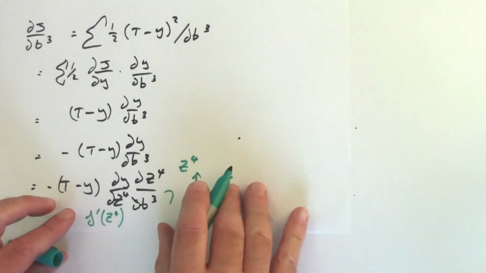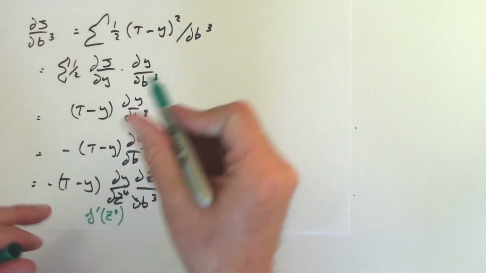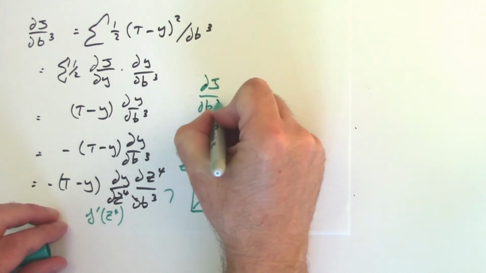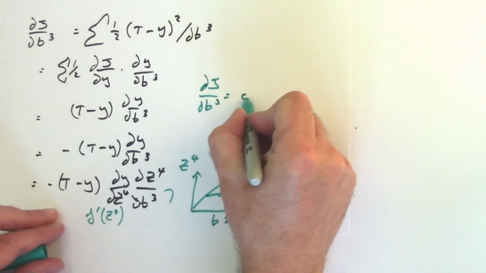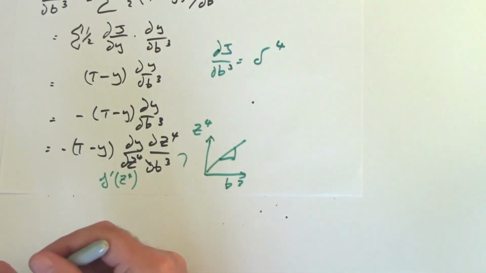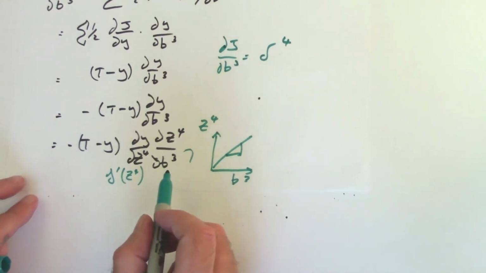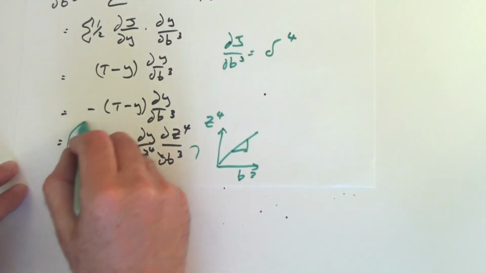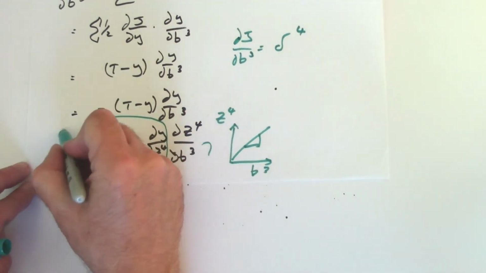So that means what we end up with is that dJ by db3 is simply the del 4 function. If you recall this function here, we're calling it del 4.